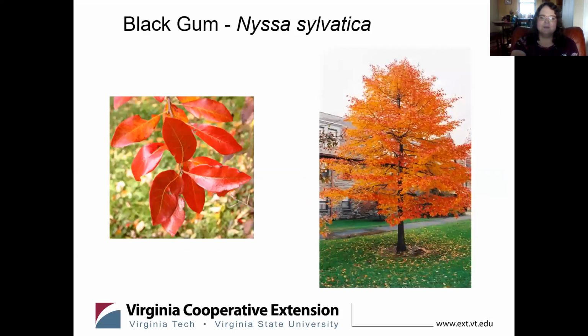Here's black gum. If you're in Virginia right now, you are seeing it already color up. It's one of the first trees that colors up. Absolutely gorgeous. And this picture right here is taken from the Virginia Tech campus in Blacksburg, Virginia. I have one in my front yard, and if you've never seen one, it is a sight to behold. It is an absolutely gorgeous tree in the fall. Gorgeous, gorgeous, gorgeous.